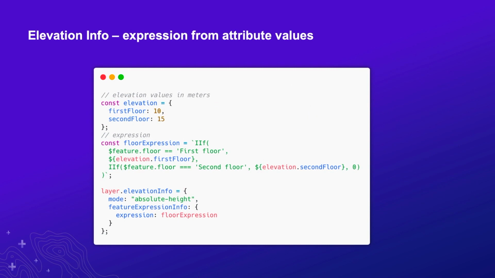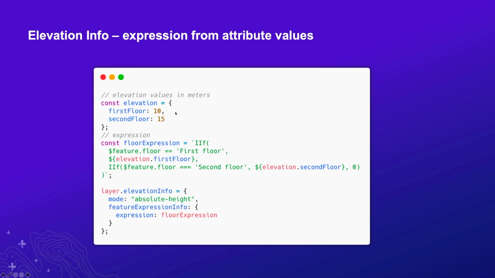The next important feature is the fact that you can actually set an expression in your elevation info. And this expression is an Arcade expression actually, and it can use attributes from your data. So besides the set values, there is another way to set the height of a feature, and that would be using this feature expression. Now, if you set the expression, this will actually not consider the set values anymore.